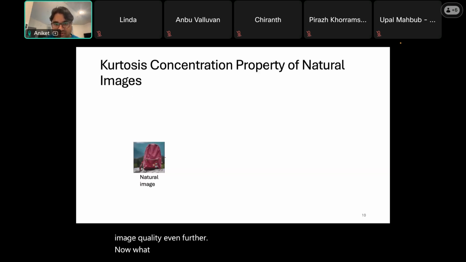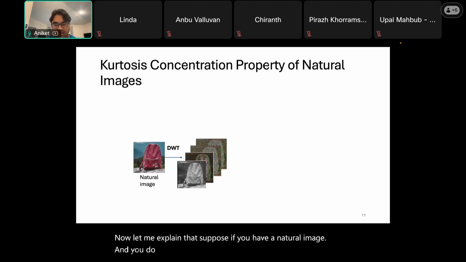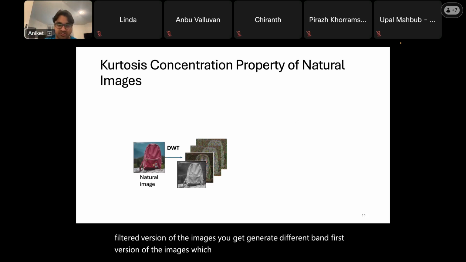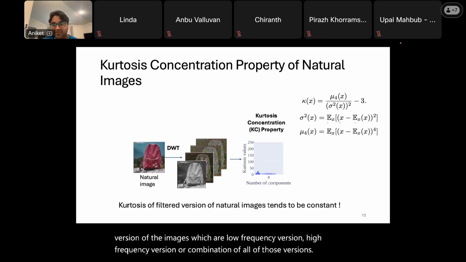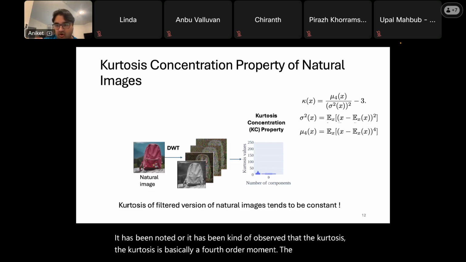Now, what is the kurtosis concentration property of natural images? Let me explain that. Suppose you have a natural image and you do discrete wavelet transform, generating different bandpass filtered versions of the image, which are low frequency versions, high frequency versions, or a combination of all of those versions. It has been observed that the kurtosis, which is basically a fourth order moment, of the bandpass filtered version images tends to be constant for natural images.